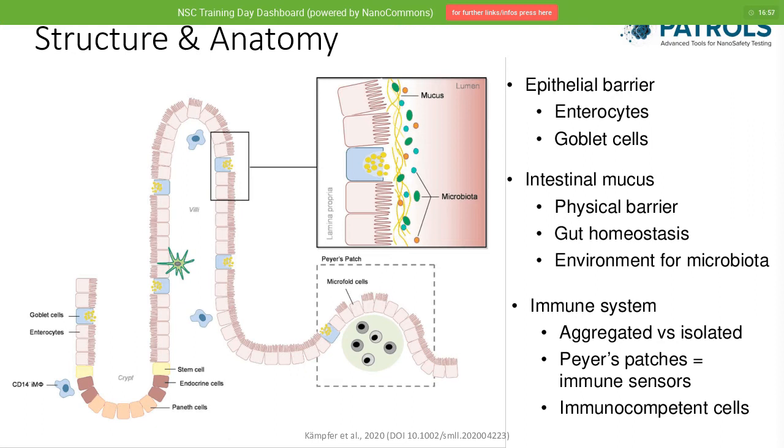The intestinal mucus is also important for the gut homeostasis in itself and also provides an important living environment for the microbiota. Apart from the epithelial cells, we have representation of the immune system. And here we have to distinguish between aggregated immune cells or immune compartments and isolated immune compartments. The Peyer's patches, to which also the famous microfold or M cells belong, can be counted to the aggregated immune compartments. And individual cells, as for instance, intestinal macrophages or also dendritic cells, are isolated immunocompetent cells.